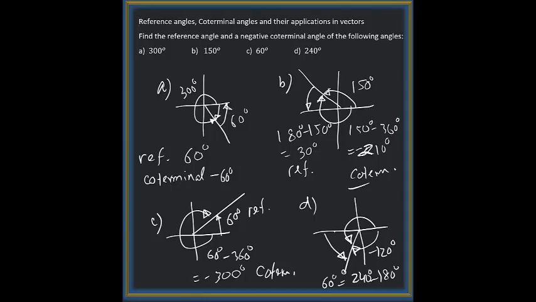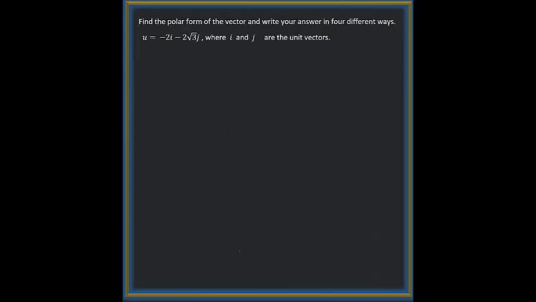Now we'll see the application. We are given a vector u equals negative 2i minus 2 radical 3j, where i and j are the unit vectors. So we need to write this vector in polar form using all four different ways. So first of all, we know that the Cartesian terminal point in this case will be negative 2 comma negative 2 radical 3.